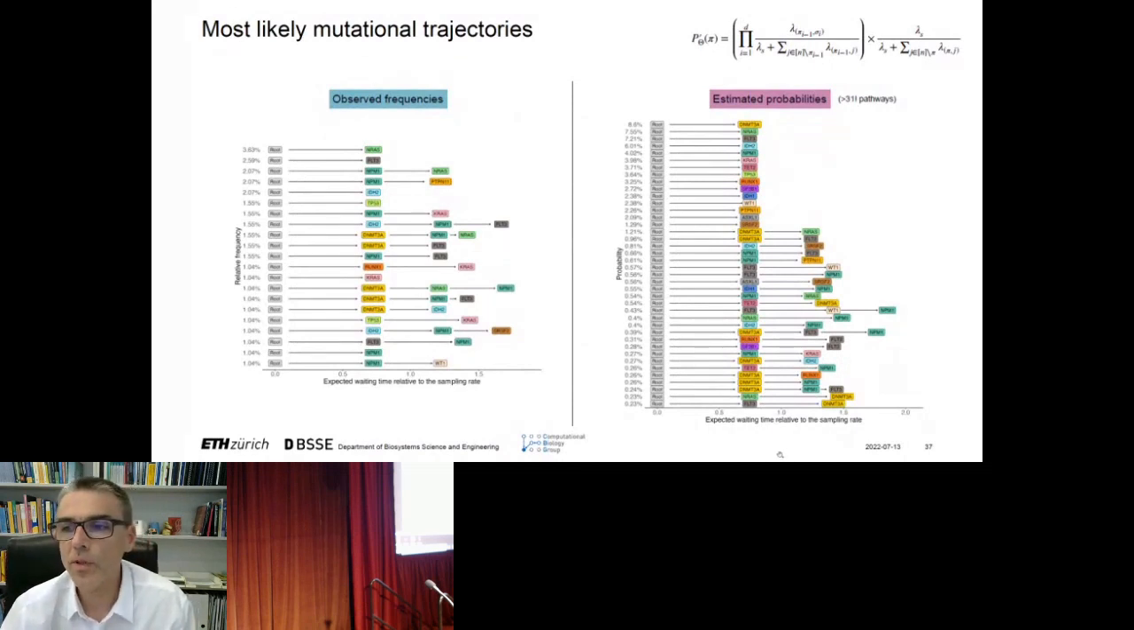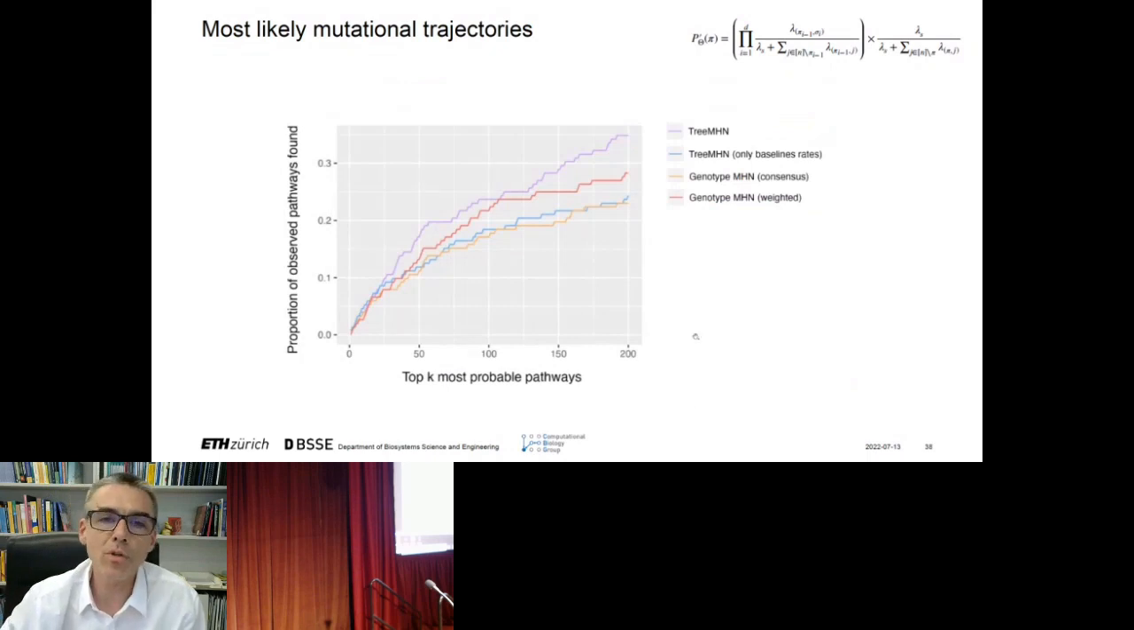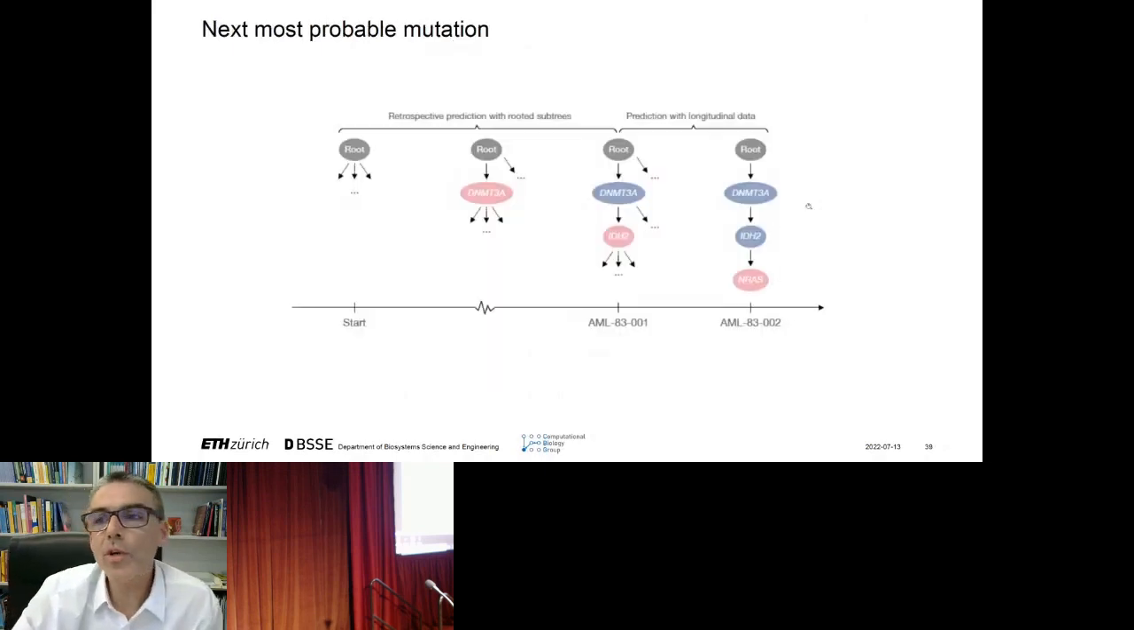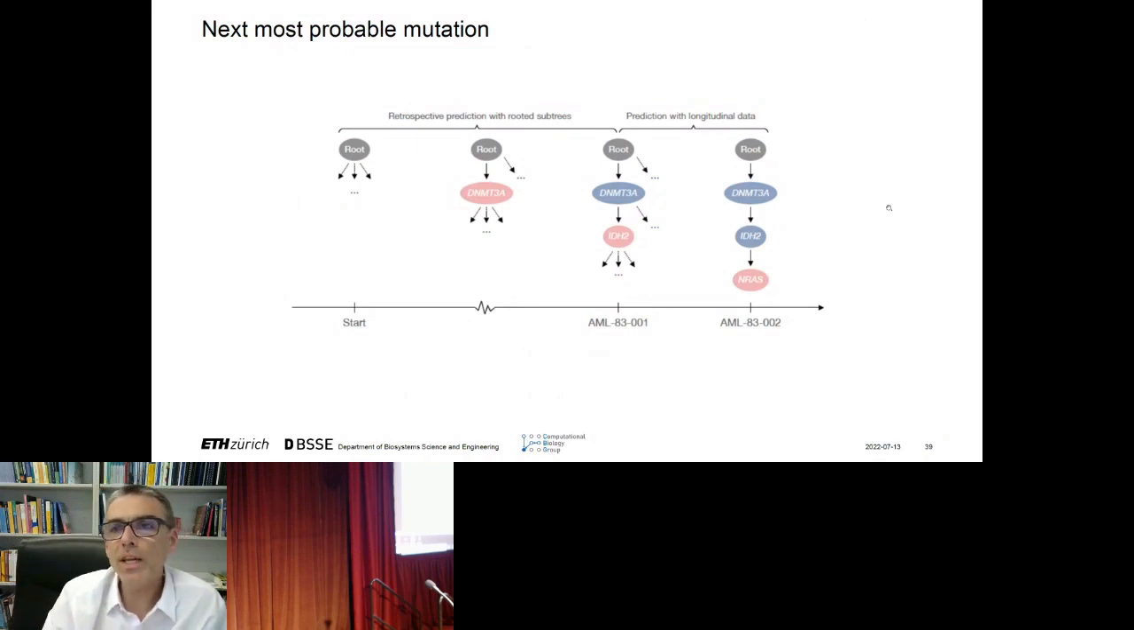Now you want to ask whether these predictions are meaningful. Is this better than guessing trajectories by chance? I will not go through the details, but how much the observed mutational pathways are enriched in the ranked predicted ones is shown here. And our model, compared to some other alternatives, does that better than these models. In terms of predicting the next possible mutation, there are two ways in which we have assessed this.